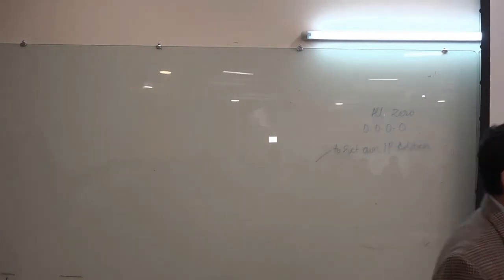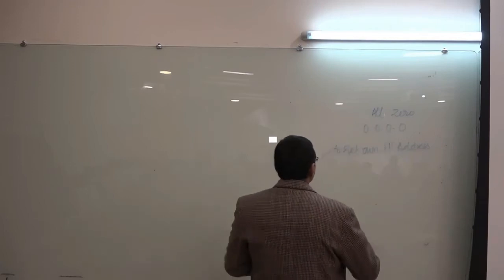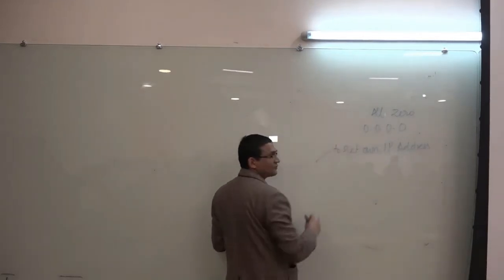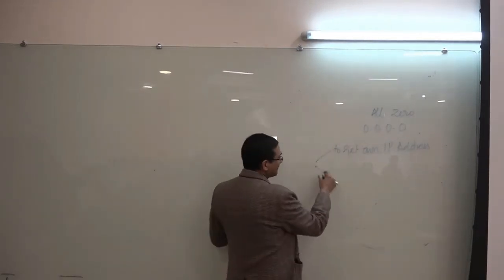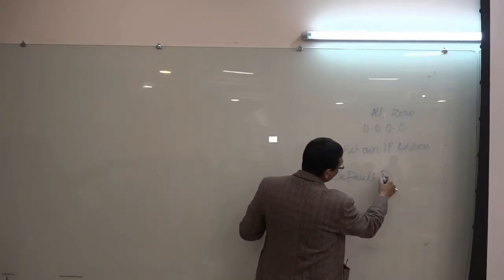IP addresses are not fixed; they keep on changing. Whatever IP you are having at this time, when you start your computer it may change. So every time we are getting a new IP, and this is provided by the DHCP server. The second usage of this 0.0.0.0 is for a default route.